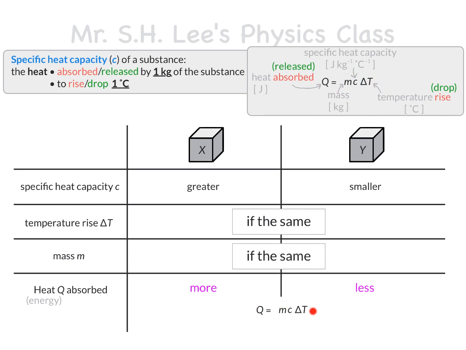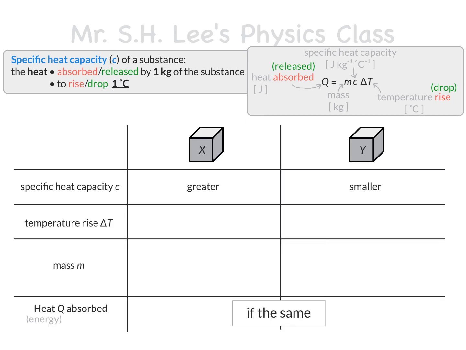Since Q equals mc delta T, and now X and Y have the same mass m and the same temperature rise delta T, then the object with a greater specific heat capacity c must absorb more heat Q, and that's body X here. Case 2. If X and Y absorb the same amount of heat and result in the same temperature rise, what does it imply about their masses? For this one, it's not that easy to feel the conclusion.